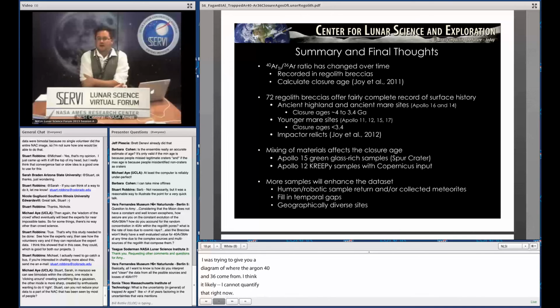Okay. She actually clarifies this later on, slightly down, says, basically all I want to know is how do you interpret and clean, quote unquote, the data from the possible sources and losses of argon-40?